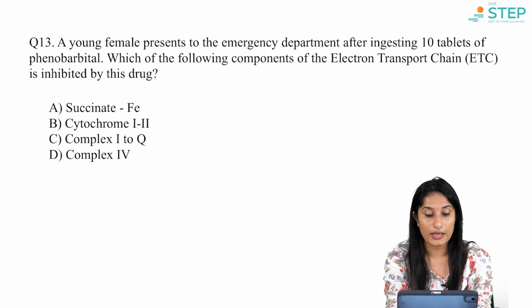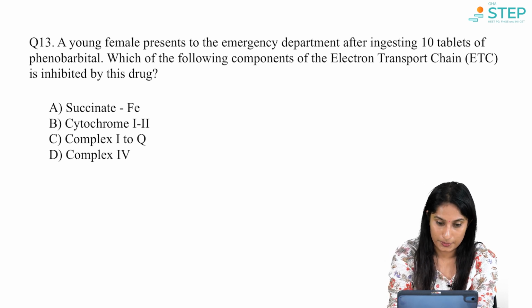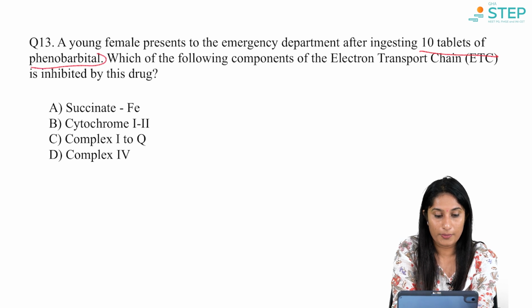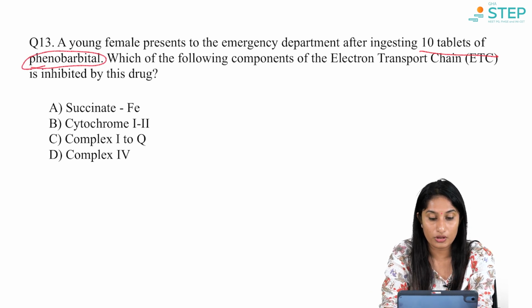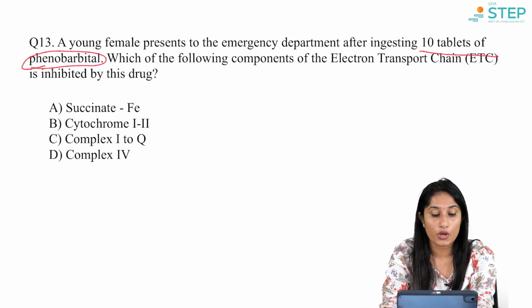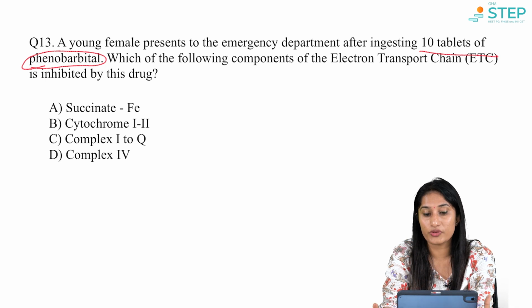A young female presents to the emergency department after ingesting 10 tablets of phenobarbital. Which of the following components of the electron transport chain is inhibited by this drug? So, it could be a case of phenobarbital poisoning. Phenobarbital, which is a drug, will inhibit which of the complexes?